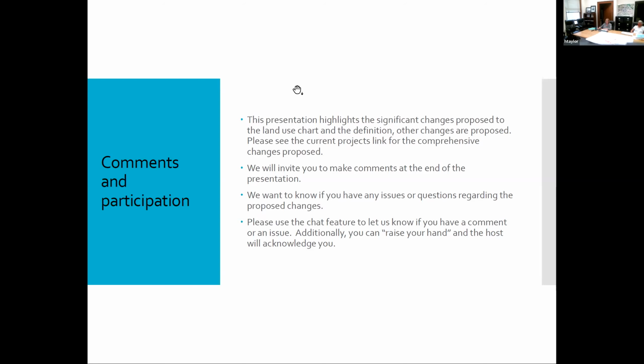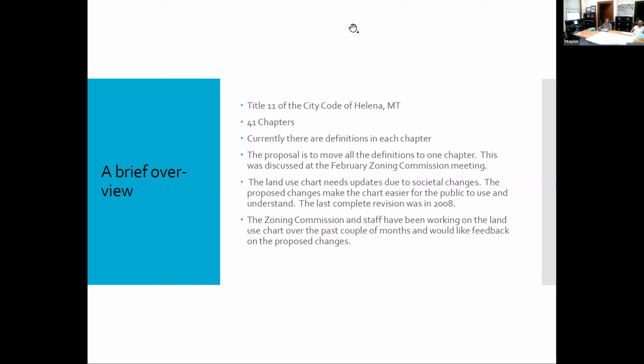Next slide, please. A brief overview of the presentation this evening. We're talking about Title 11 of the City Code of Helena. There are 41 chapters in Title 11, and currently there are definitions in each chapter. The proposal is to move all the definitions to one chapter, and this was discussed at the February Zoning Commission meeting. The land use chart needs updates due to societal changes, and the proposed changes may make the chart easier for the public to use and understand.